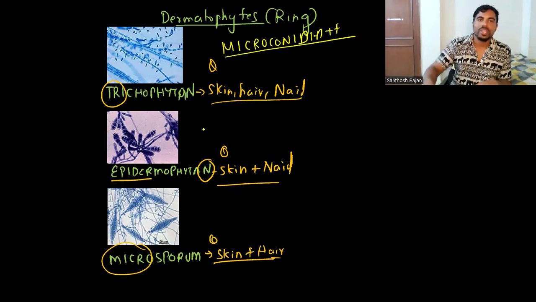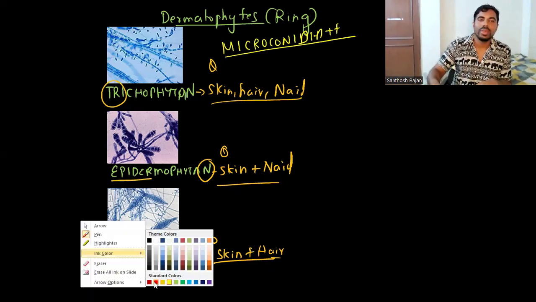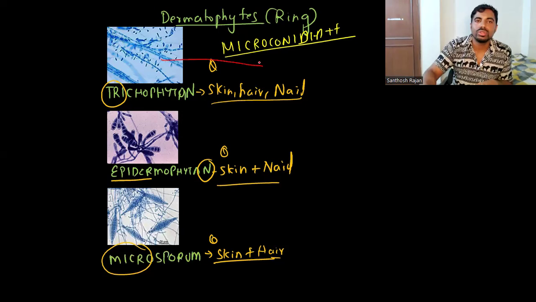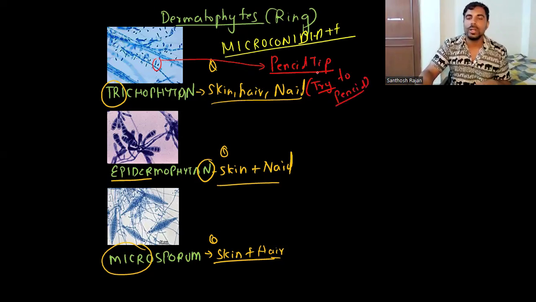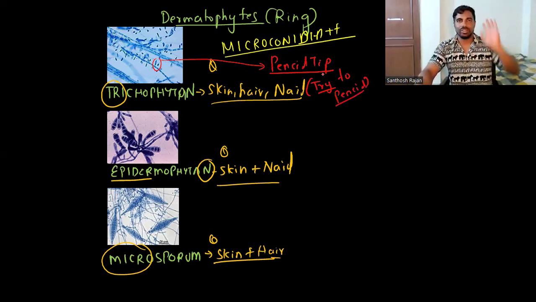Okay. But in the picture, what we have now is your main thing. This is a macroconidia. So what type of macroconidia do you see here? Pencil tip in Trichophyton. That means, first of all, when you're a child, you always try to write with a pencil. You try to write, not directly with a pen. You try to use a pencil. So pencil means Trichophyton. Very simple.